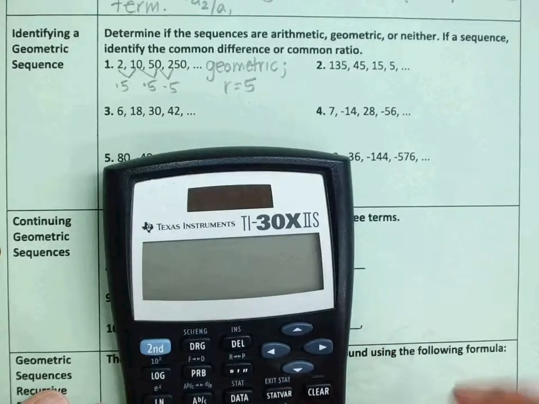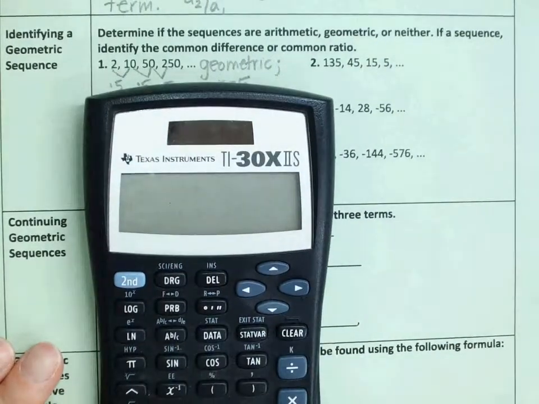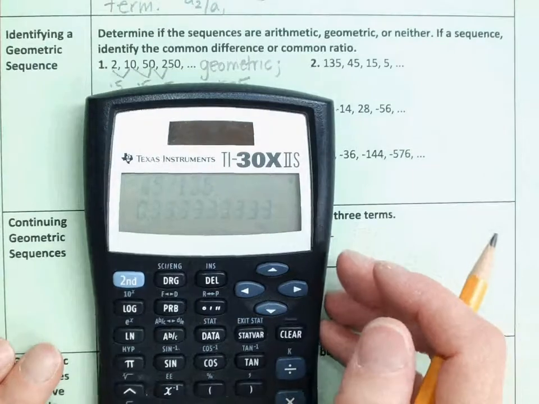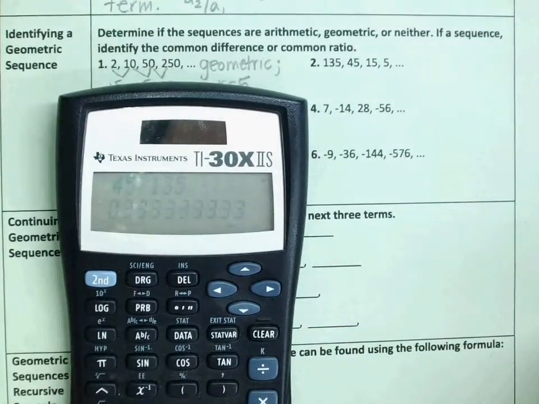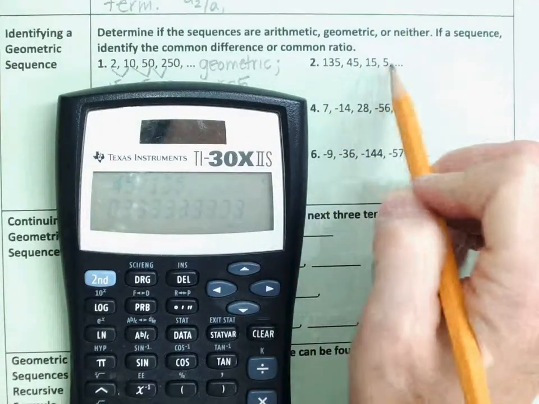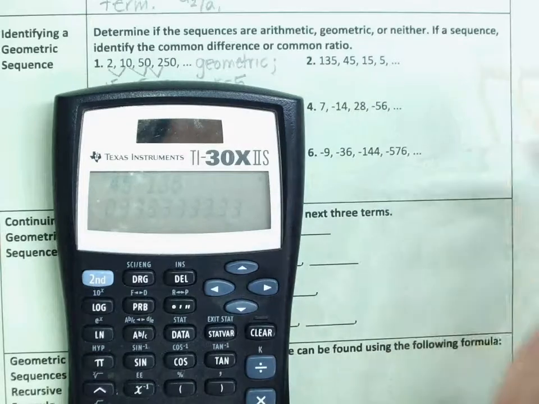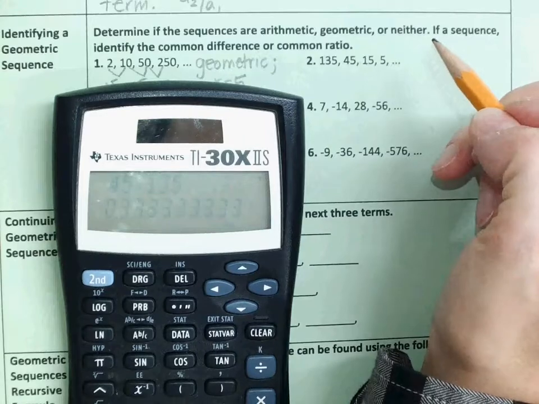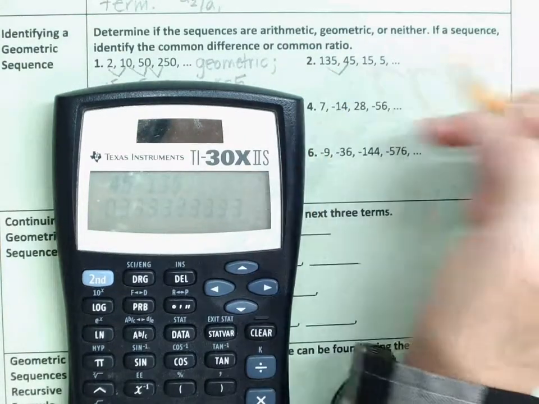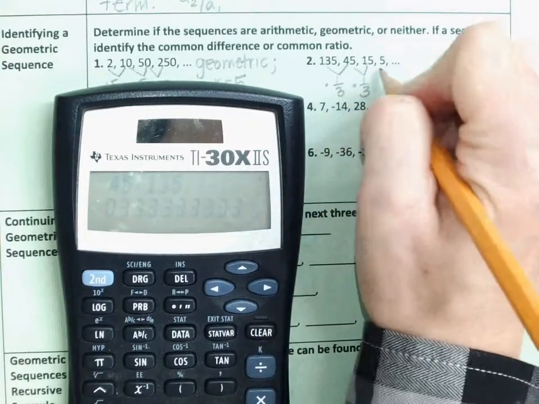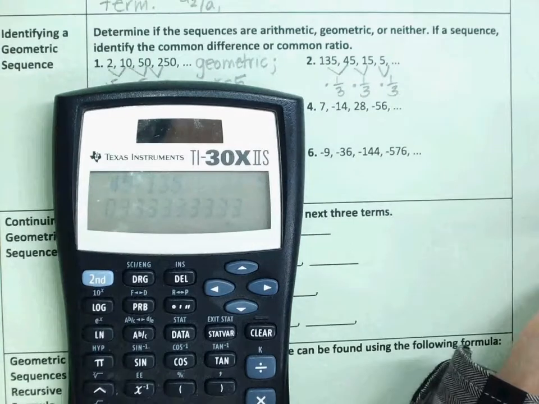So number two, if I would do 45 divided by 135, and I see it's 0.33 repeating. So the other way to think about this, to go from one next term to the other, we would divide by 3 each time, but we want to make sure that we are multiplying, not dividing. So to go from 135 to 45, we would multiply by 1/3. Not our repeating decimal, okay?